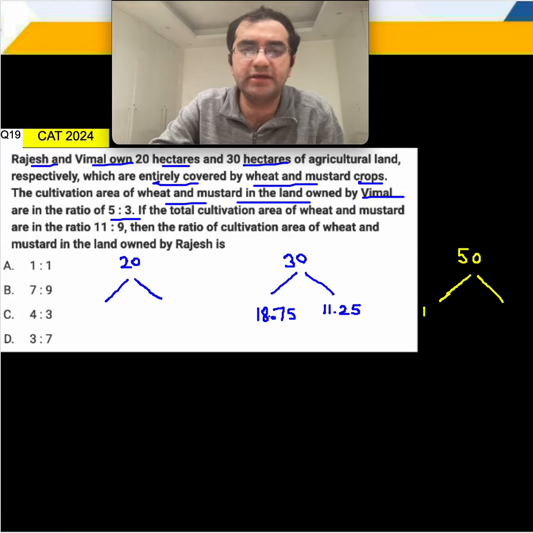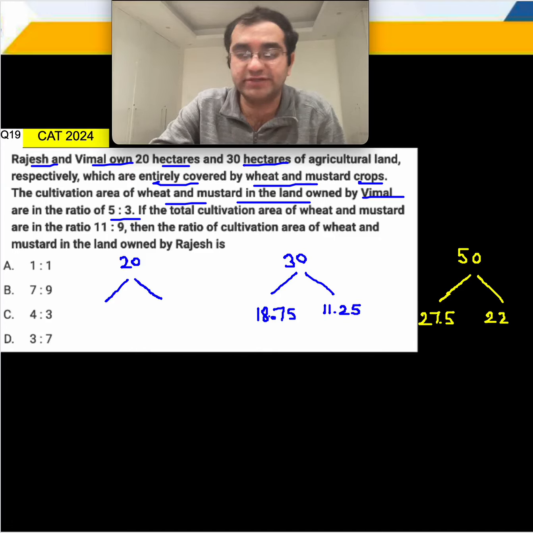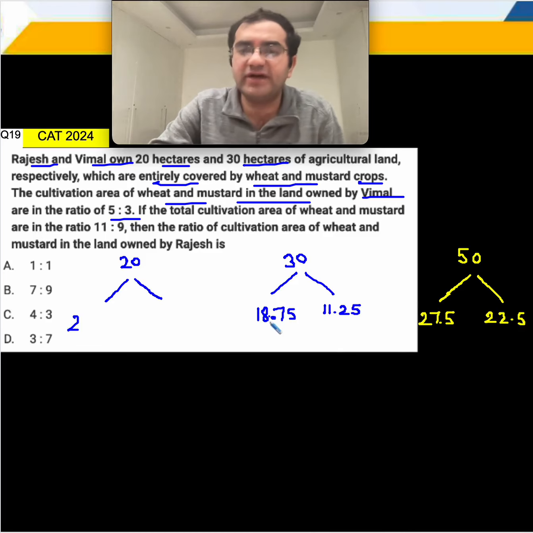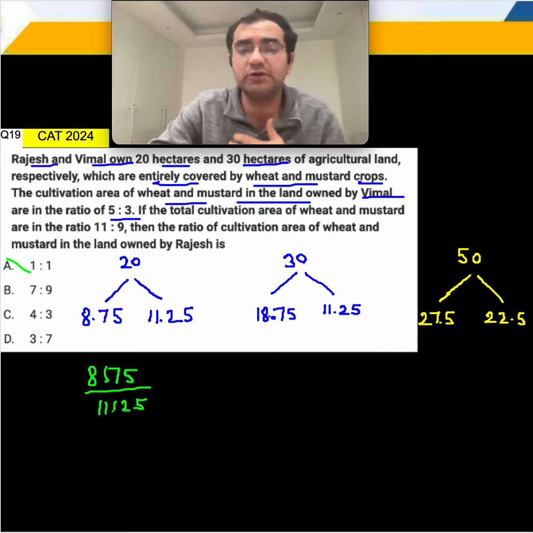What is its division? It is 11:9. That's 11 upon 20 of the total 50, which becomes 27.5. The remaining 22.5 is mustard. If the total is 27.5, out of that 18.75 is here, so subtract it. So you get 8.75 for Rajesh, that is wheat. The remaining is mustard. We need the ratio of these two: the ratio of cultivation of wheat and mustard for Rajesh. Take the ratio of these two: 8.75 upon 11.25, decimal gone, by 125.